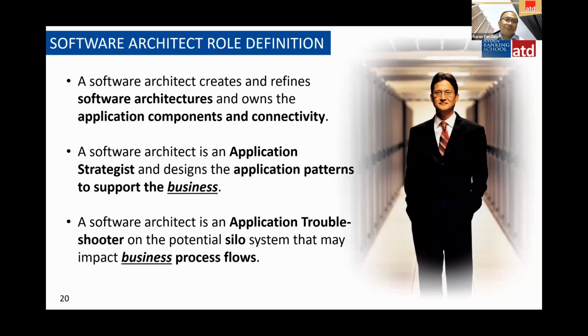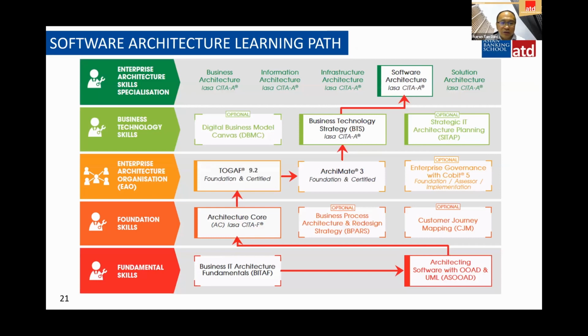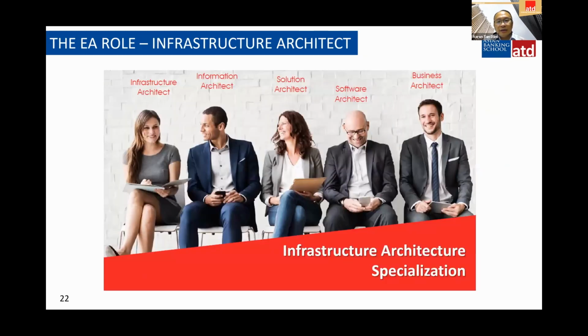Okay, so they have additional recommended training like architecting software with object-oriented analysis and design and UML. That one is very, very important because you need to understand how to build components that are reusable and also connected, right? Before you can go all the way to become a software architect to deliver the value of technology. The next one, infrastructure.